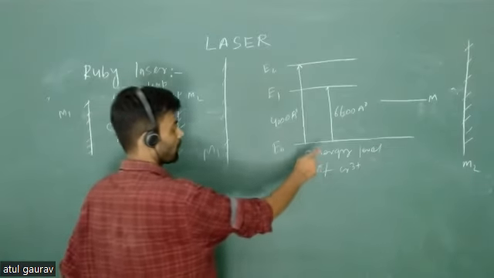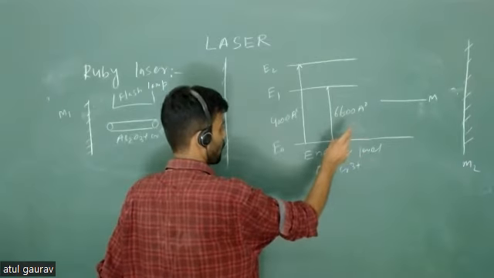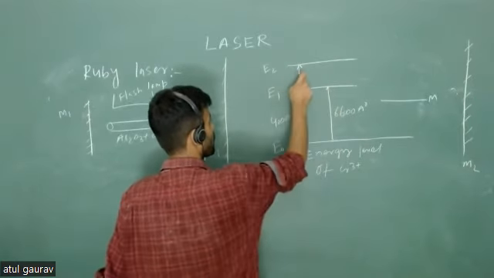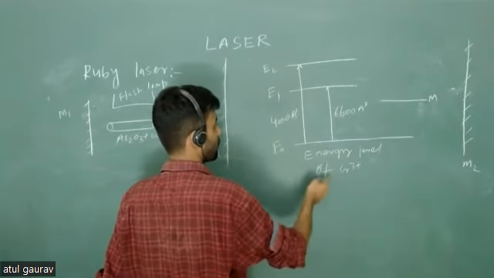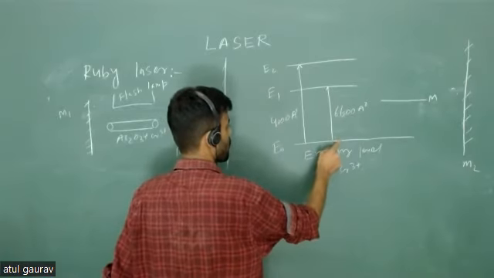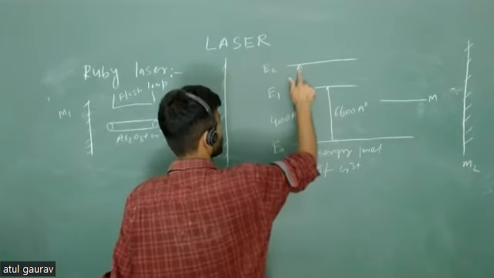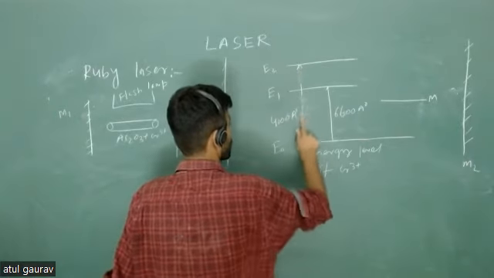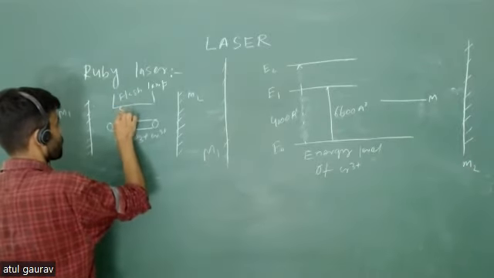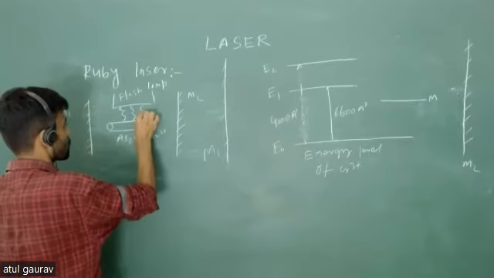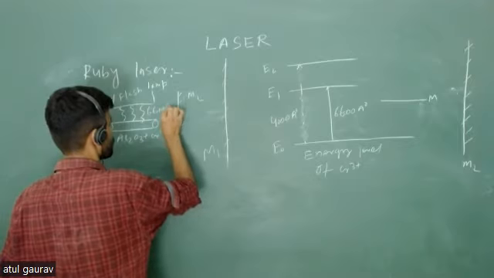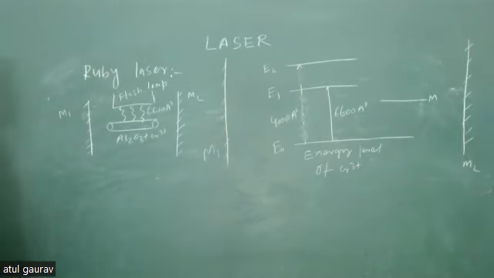Now suppose you have to pump an atom from here to here. Either you can pump here or you can pump here. So for the time being, let us take that I'm pumping the atoms of chromium 3+ ions from here to here. So how much energy is needed? The energy corresponding to this wavelength, right? So I have to assign a photon which will have the wavelength of 6600 angstrom. Is it clear?